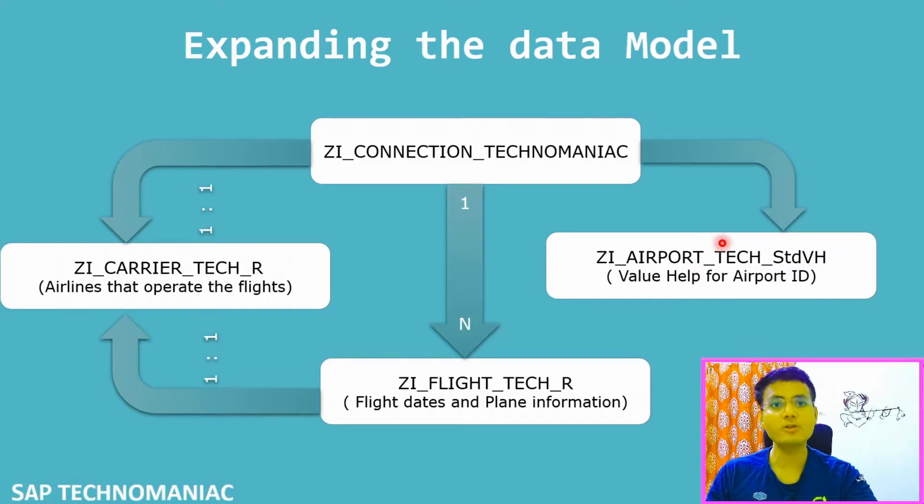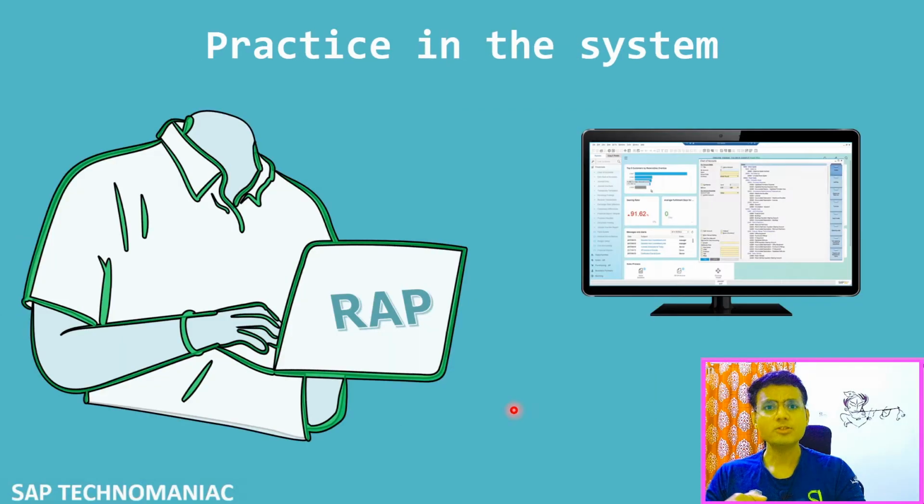For the value help also, we will create another interface view, that is GI_AIRPORT_TECH_STDVH. This STDVH we have used for the value help to indicate this interface view is giving the value help. So we will get the value help for the airport IDs. Currently we are displaying the select options, or we can say filter selection, as airport IDs, departure and destination. There we will give the value help. So this will be the overall picture of our application once we create this data model in our system. So let's jump into the system and start with this interface view creation.